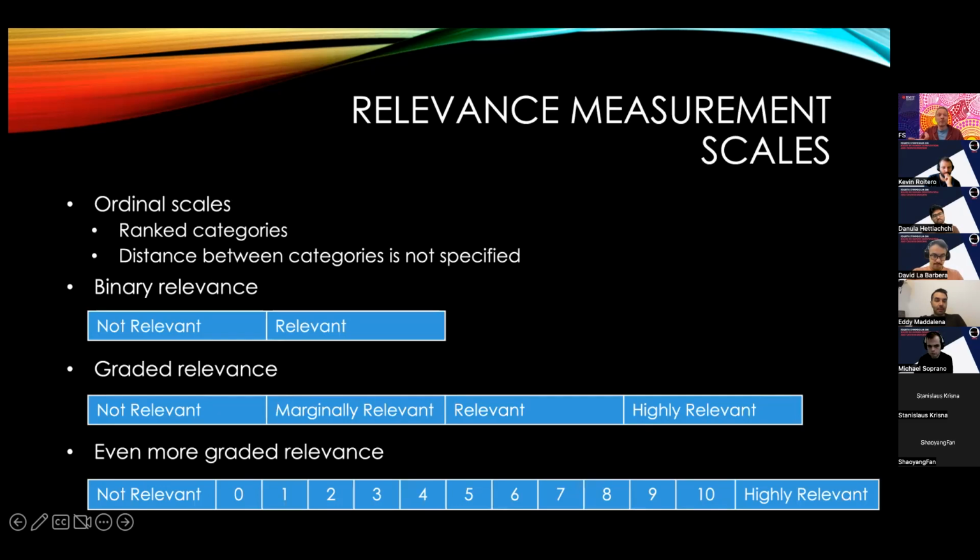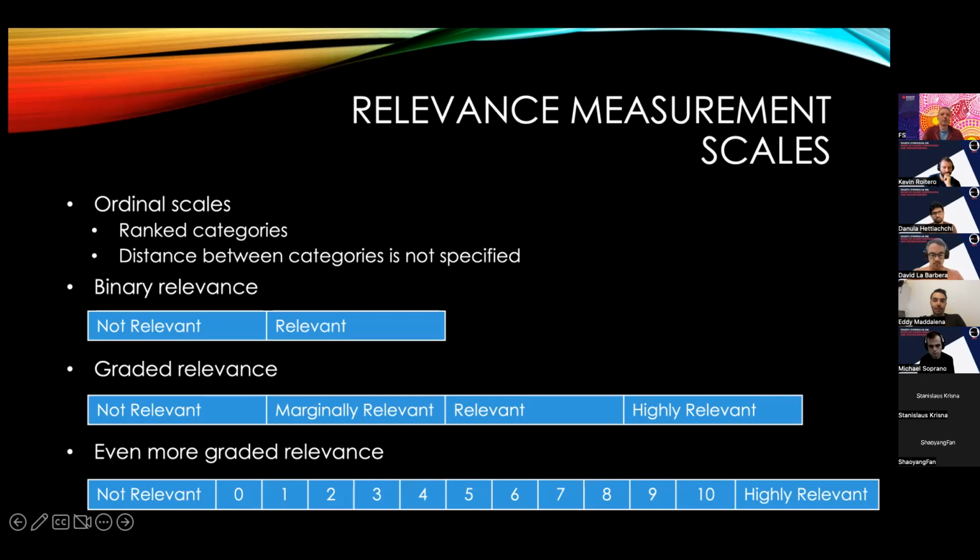So in terms of measuring this thing called relevance, then typically this is done using an ordinal scale, and essentially that means that we have ranked categories. And so we can say that one category is higher than another or lower than another, but the distance between those isn't specified. And historically, relevance was assessed just in a binary fashion. So a document was either judged to be relevant to a query or not relevant.